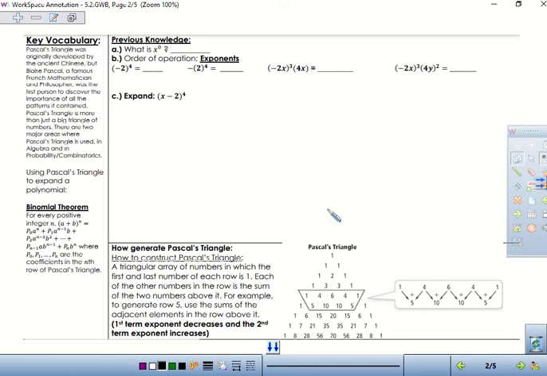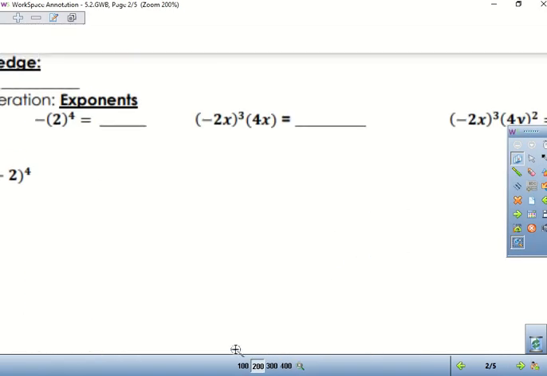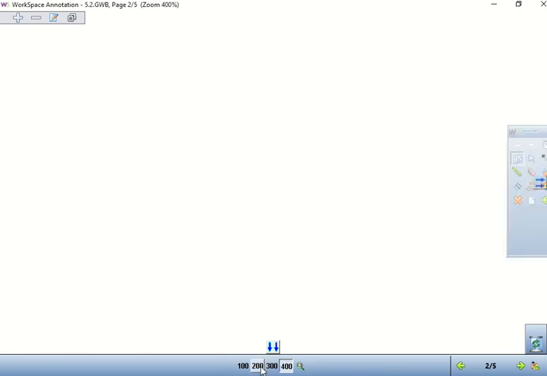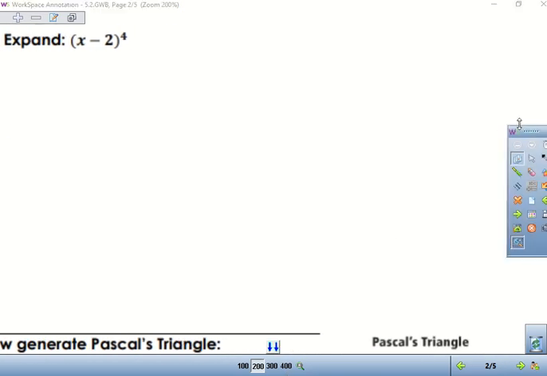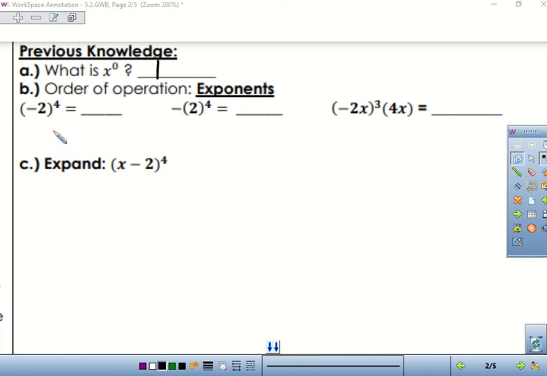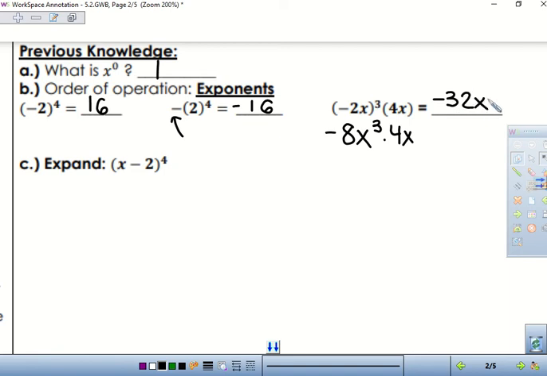So before we get into actually using Pascal's triangle, I first want to make sure that you're all on board and understand how to do basic exponential operations, which we learned about in 5.1. We learned that anything to the 0 power is 1. We learned that if we put anything negative to an even power, it's going to become positive. But in some cases, you have a negative on the outside, so it's going to stay negative. Anything negative to an odd power is going to stay negative. And then I multiply that by 4x, which gives me negative 32x to the 4th.